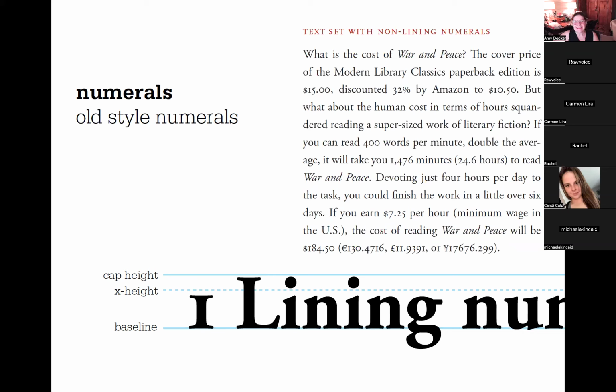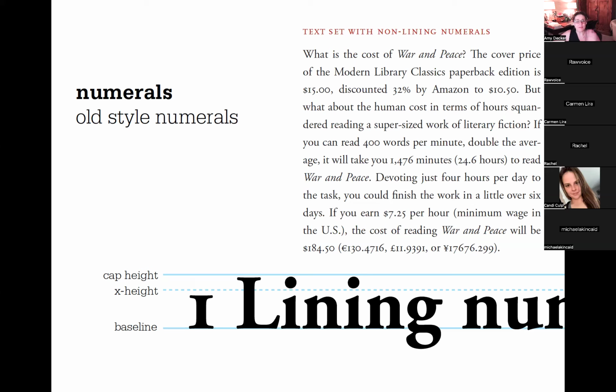This next one is non-lining numbers. On this one, you can see the numbers are sitting on the baseline, but they're only going up to the x-height, not the cap height. They have ascenders and descenders like a lowercase letter. So these old style numbers sit more in the paragraph and behave more like lowercase letters, so they're less popping out than the lining numbers.